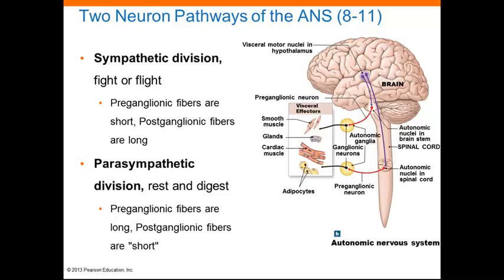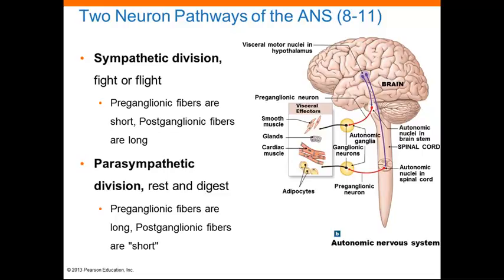In the parasympathetic division, preganglionic fibers are long and postganglionic fibers are short. And that's what they're trying to depict here with this figure, which ones are long and which ones are short. The parasympathetic division is often regarded as the rest and digest system because it causes constriction of the pupils, it increases digestive secretions, it increases digestive tract smooth muscle activity, it stimulates urination and defecation, it decreases heart rate. So that's why we like to call it the rest and digest division.